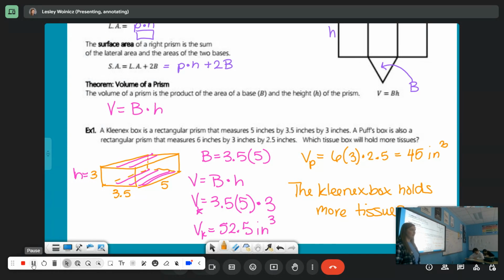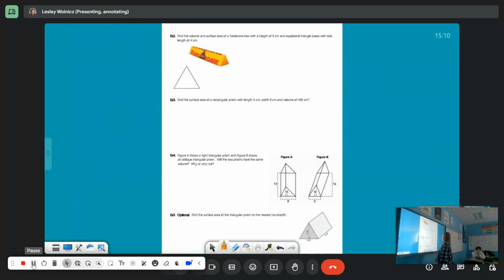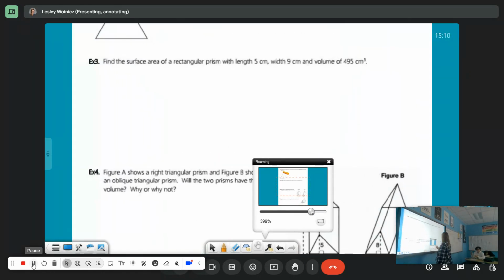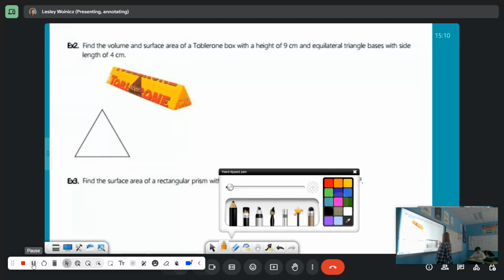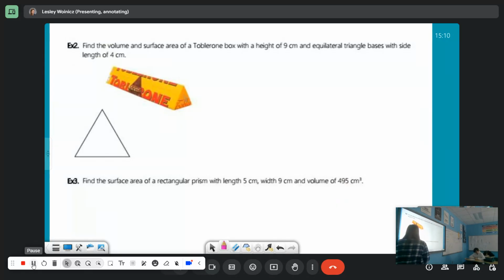So that's volume of a rectangular prism, length times width times height, or big area base times linear height. All right, we're leveling up. Have you guys seen one of these Toblerones? Okay, we're finding the volume and the surface area of a Toblerone box that has a height of 9 centimeters and a triangular equilateral base whose sides are 4 centimeters.